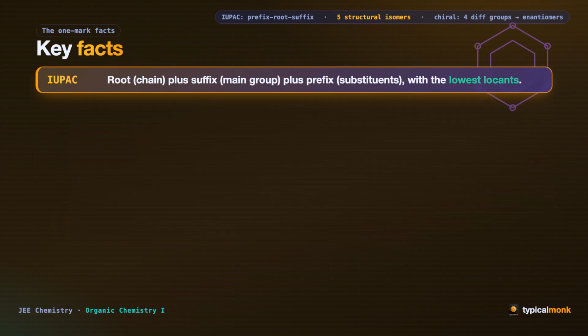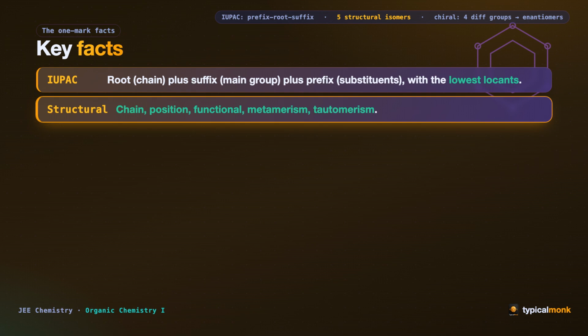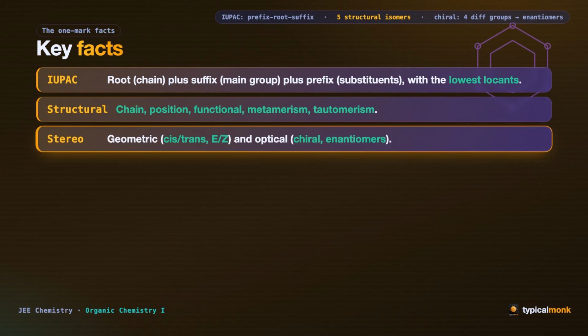Now, the 1 mark facts. IUPAC. A root, which is the chain, plus a suffix, which is the main group, plus a prefix, which is the substituents, numbered for the lowest locants. Structural. The 5 types: chain, position, functional, metamerism, and tautomerism. Stereo, geometric, which is cis and trans, or E and Z, and optical, which is chiral, giving enantiomers.